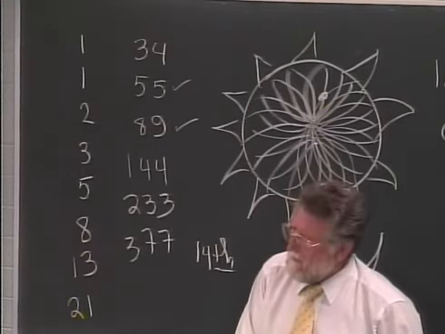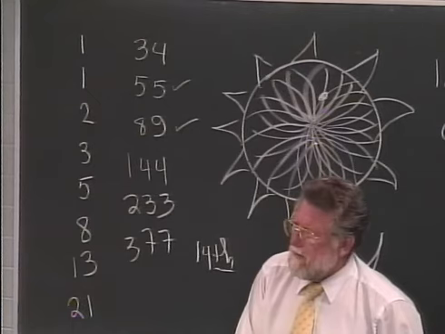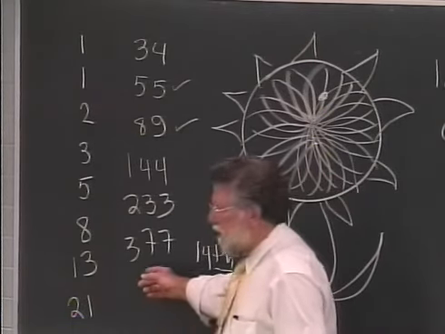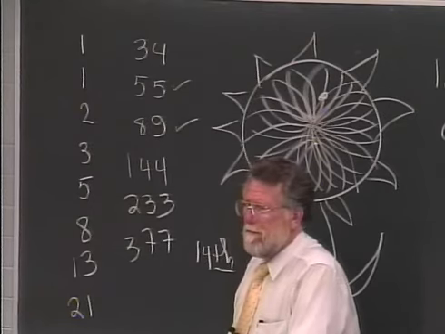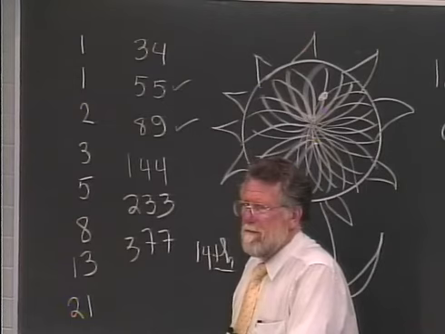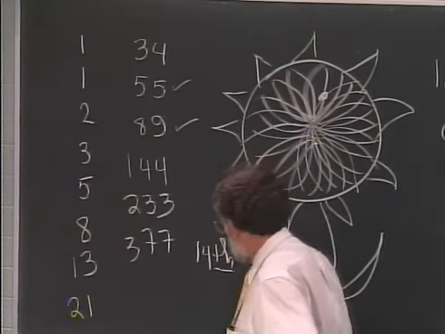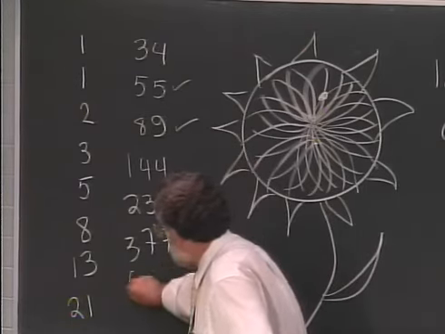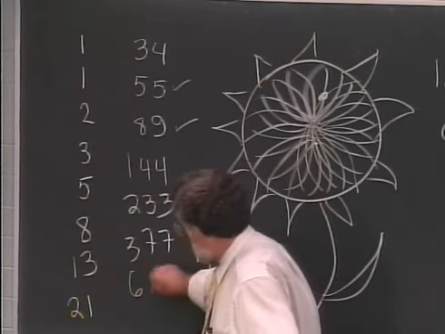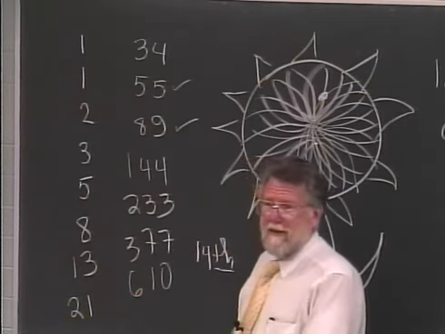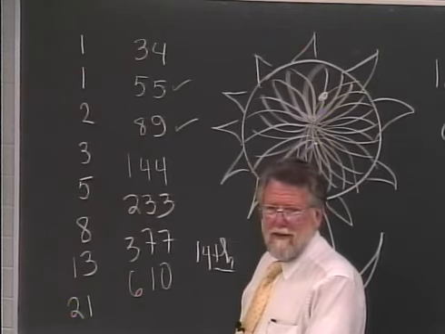Anybody think they see it? Okay, what do you think the next number here is going to be? 600 something, I agree. 600 what? 610. Excellent. That's right. Anybody else think they see the pattern?